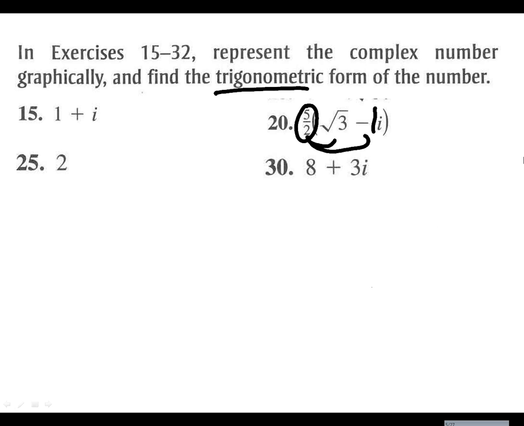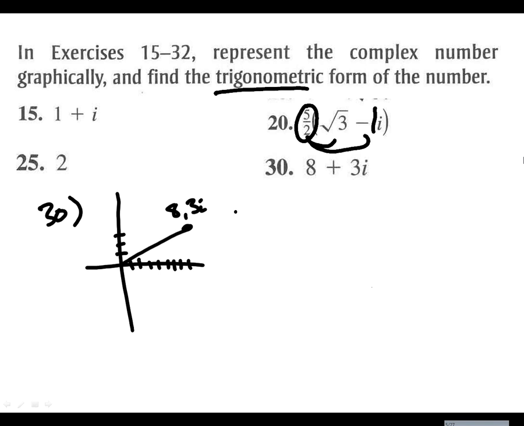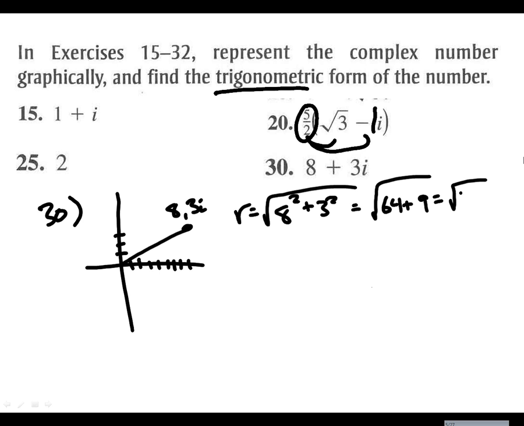All right, problem 30, 8 plus 3i. This is easy to graph. We're going to go right 8: 1, 2, 3, 4, 5, 6, 7, 8. And we're going to go up 3 right there. And so that's 8 comma 3i. Let's find our r, the distance. R is going to be the square root of 8 squared plus 3 squared, which is the square root of 64 plus 9, which is the square root of 73. We'll leave it just like that.